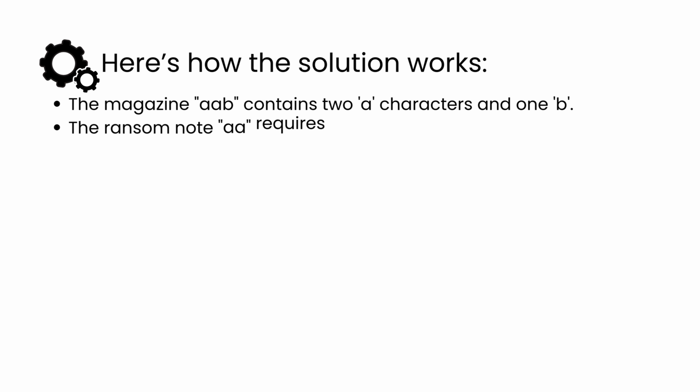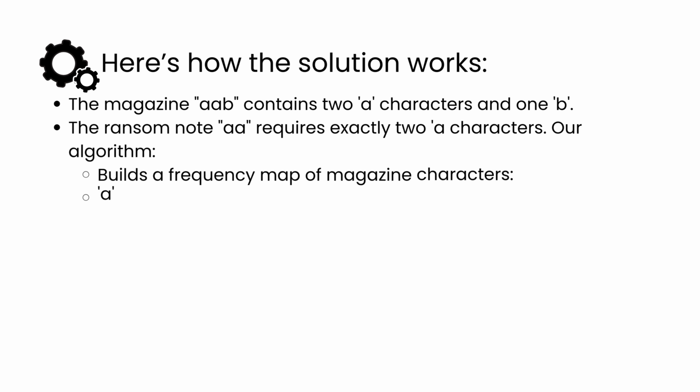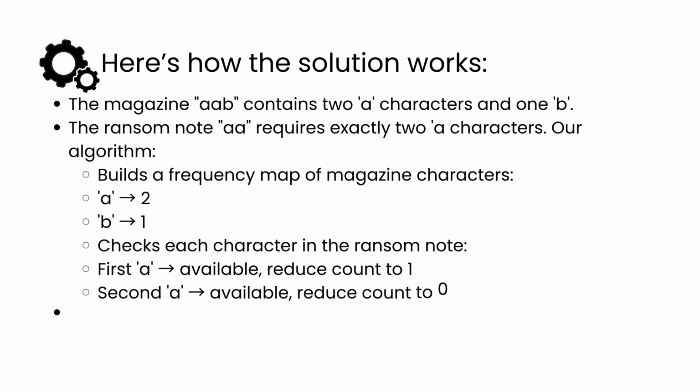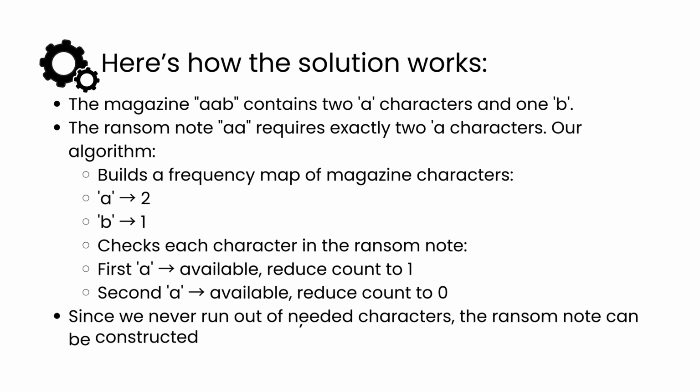The magazine "ab" contains 1 a character and 1 b. The ransom note "aa" requires exactly 2 a characters. Our algorithm builds a frequency map of magazine characters: a 1, b 1. Then it checks each character in the ransom note. First a: available, reduce count to 0. Second a: not available. Since we run out of needed characters, the ransom note cannot be constructed.